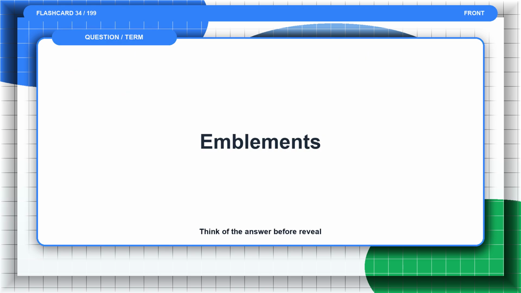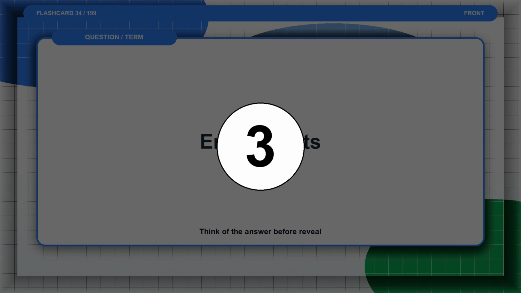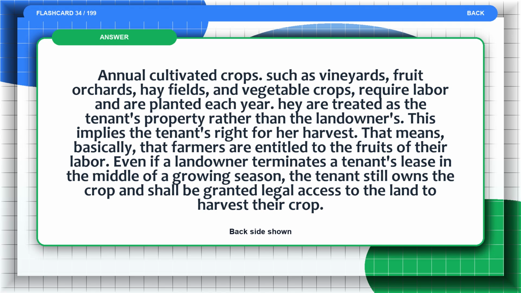Flashcard 34. Emblements. Pause and think of the answer before the reveal. The answer is annual cultivated crops such as vineyards, fruit orchards, hay fields, and vegetable crops that require labor and are planted each year. They are treated as the tenant's property rather than the landowner's. This implies the tenant's right to the harvest. That means, basically, that farmers are entitled to the fruits of their labor. Even if a landowner terminates a tenant's lease in the middle of a growing season, the tenant still owns the crop and shall be granted legal access to the land to harvest their crop.